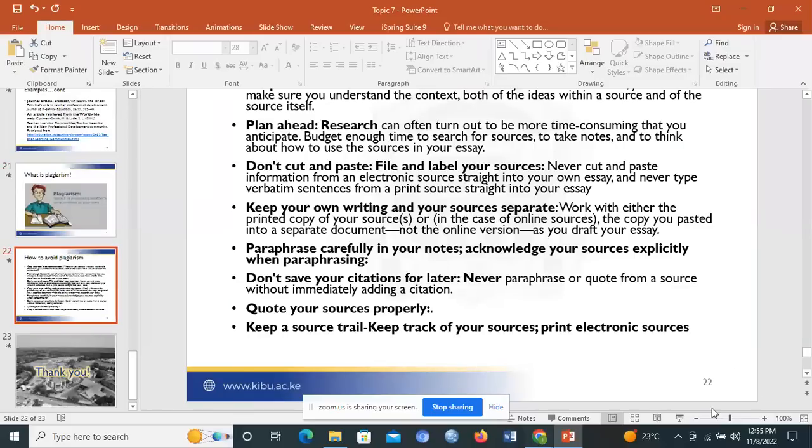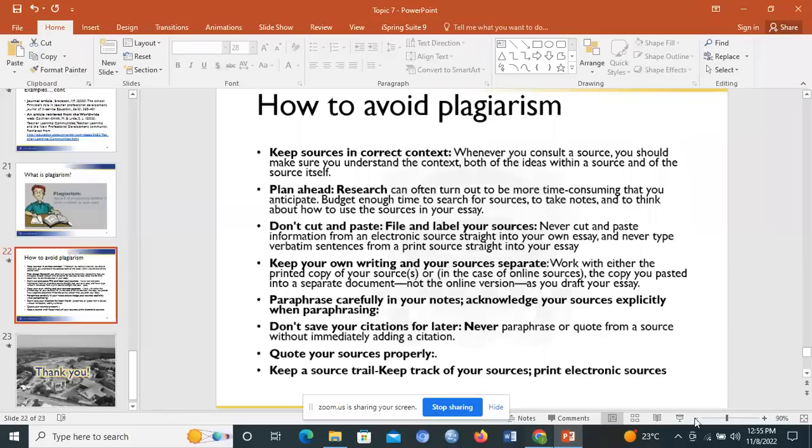So how can you avoid plagiarism? The first thing you can do is to keep sources in the correct context. Whenever you contact a source or you consult a source, whether it is a textbook or a journal, every time make sure that you understand the context of the ideas and the context of the source itself, so that when you're using it, you use it with some kind of knowledge.